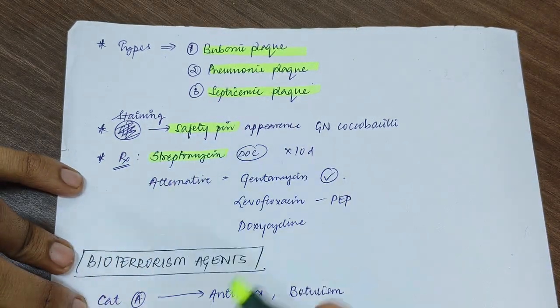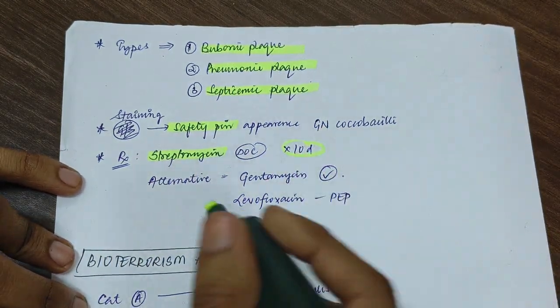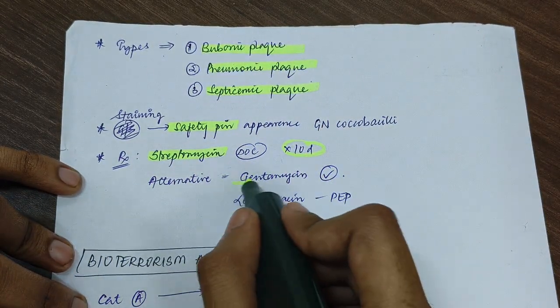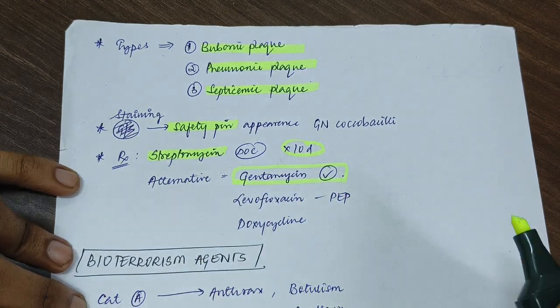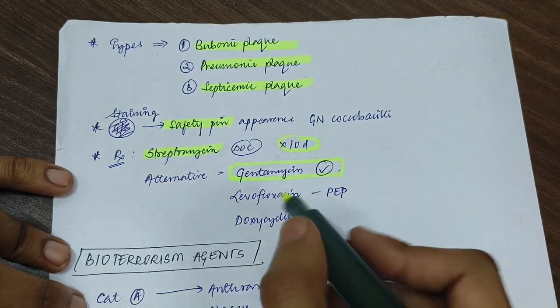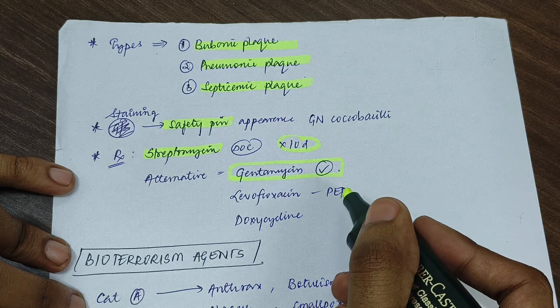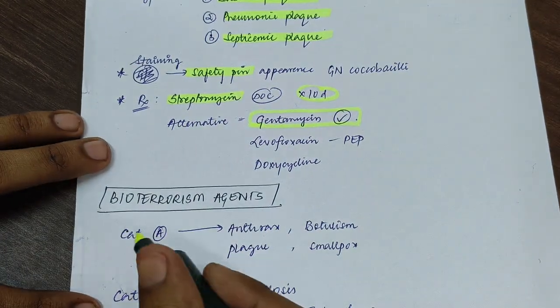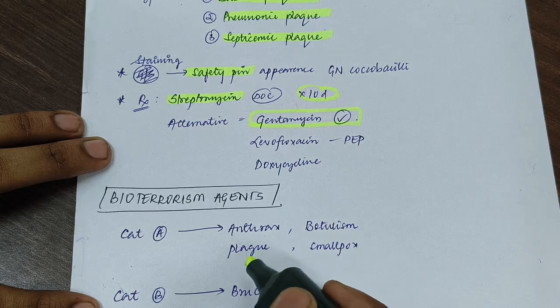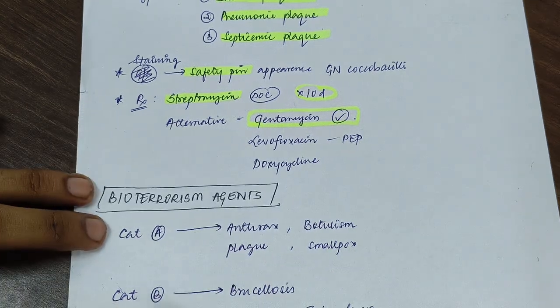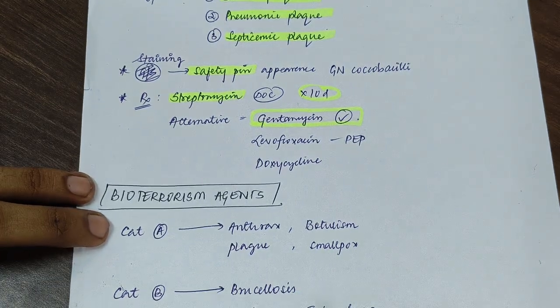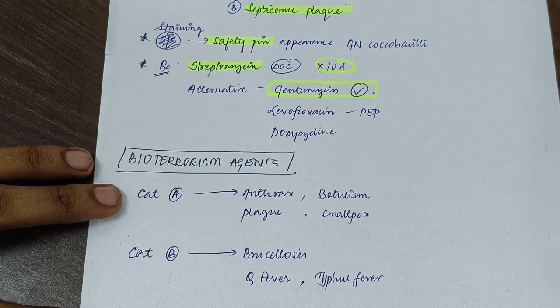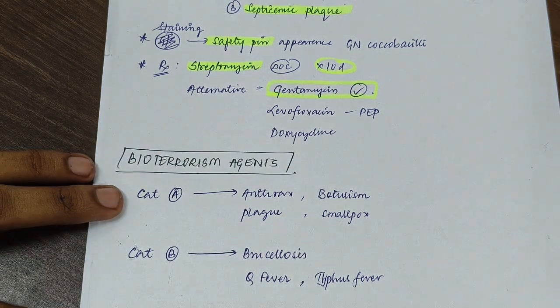Treatment is streptomycin for 10 days. Alternative is gentamicin, but presently gentamicin is being proven more effective than streptomycin, so they are going to use it. Then levofloxacin and doxycycline as post-exposure prophylaxis. Bioterrorism agents: category A is anthrax, botulism, plague, and smallpox. Then category B is brucellosis, Q fever, typhus fever. Then category C is Nipah virus and yellow fever virus.